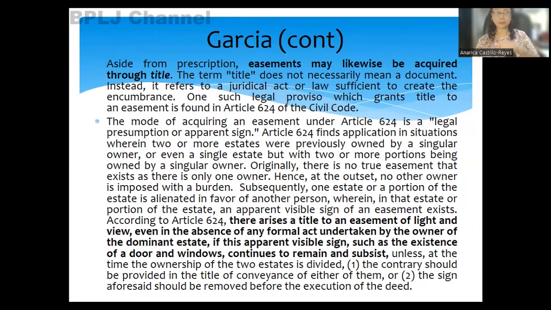So the term title does not necessarily mean a document. It refers to a juridical act sufficient to create the encumbrance. One such legal proviso refers to Article 624. According to Article 624, there arises title to an easement of light and view even in the absence of any formal act undertaken by the owner of the dominant estate if this apparent visible sign, such as the existence of doors and windows, continues to remain and subsist.